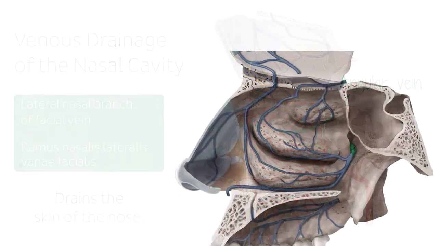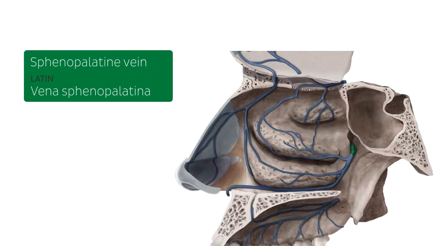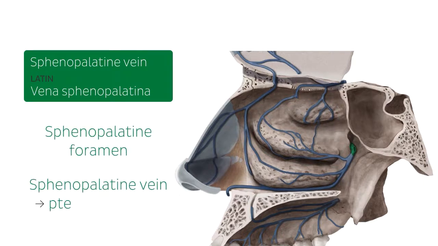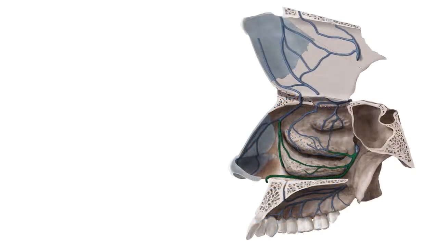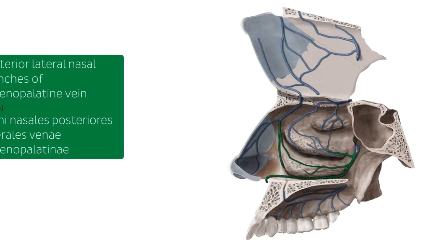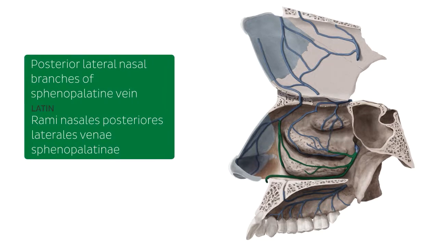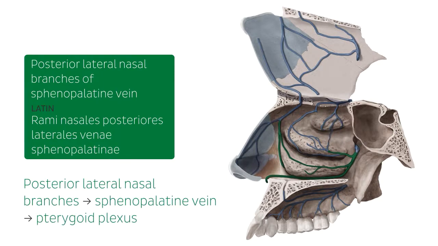The next vein we'll look at is the sphenopalatine vein. This vein runs through the sphenopalatine foramen, like the sphenopalatine artery, and it drains into the pterygoid plexus. The pterygoid plexus is a collection of veins located between the temporalis and the lateral pterygoid muscle. The sphenopalatine vein receives two tributaries, the first of which is shown in this image. This is referred to as the posterior lateral nasal branch of the sphenopalatine vein. This tributary drains the posterolateral nasal cavity. So the posterior lateral nasal branches drain into the sphenopalatine vein, which then drains into the pterygoid plexus.